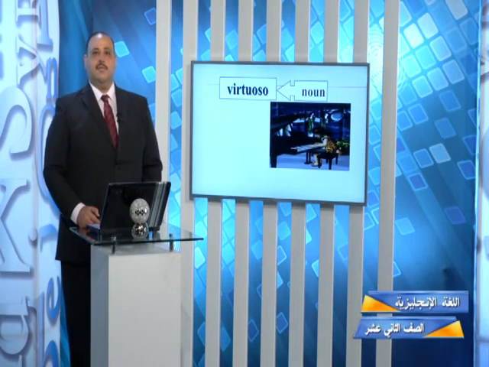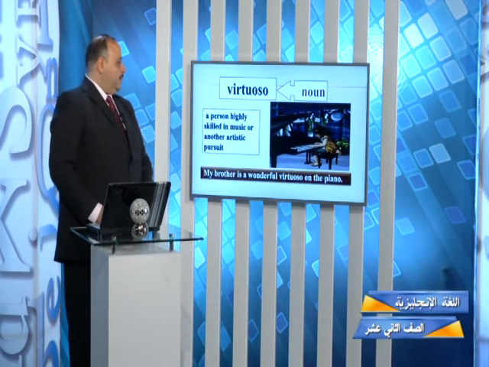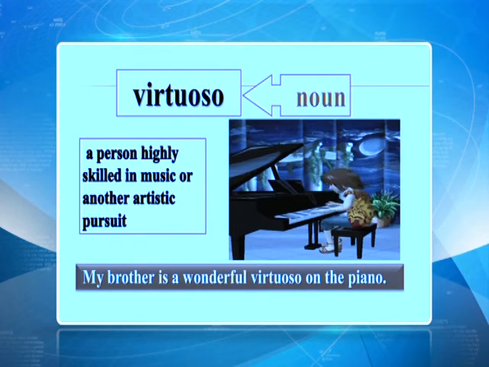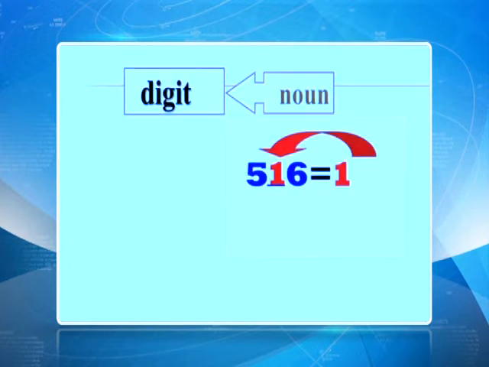Now let's see the definition and then we move to the example. A person highly skilled in music or another artistic pursuit. My brother is a wonderful virtuoso on the piano. Okay, let's move to another word.